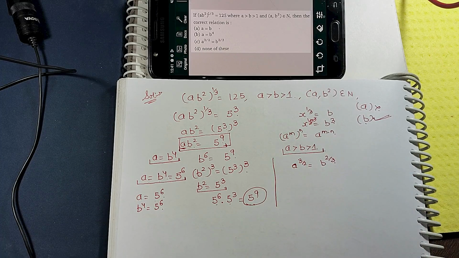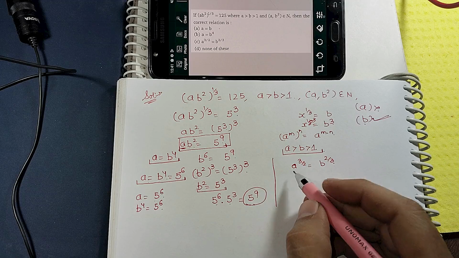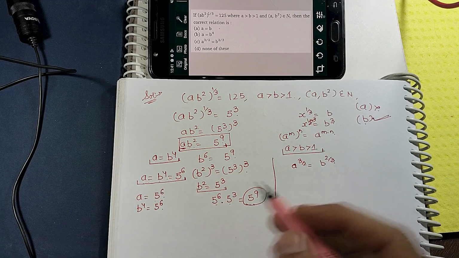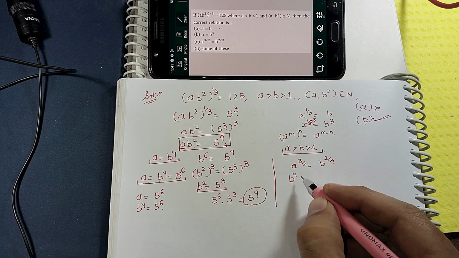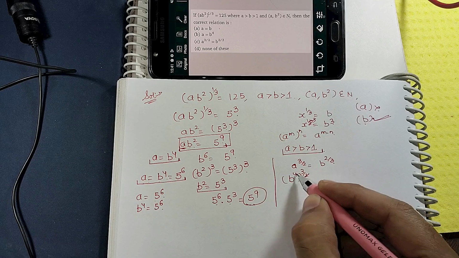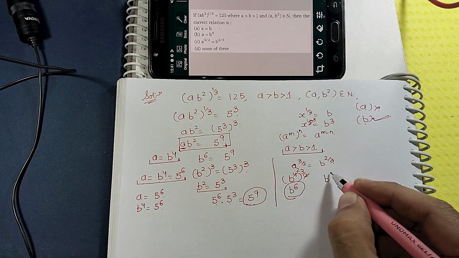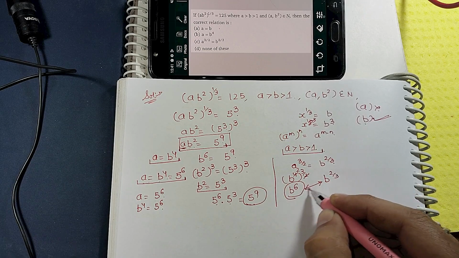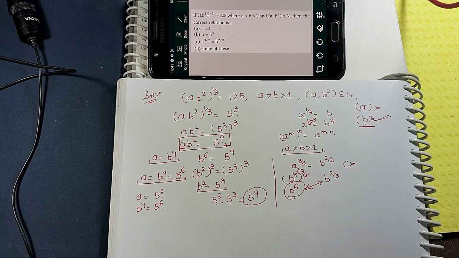Now here a raised to power 3 by 2, so this is basically a is equal to b raised to power 4, so I can write over here b raised to power 4 whole raised to power 3 by 2. So this is basically b raised to power 6. Now here it is b raised to power 6 and here it is b raised to power 2 by 3. So these are not equal. So option C is not the right answer. Option B is the right answer.